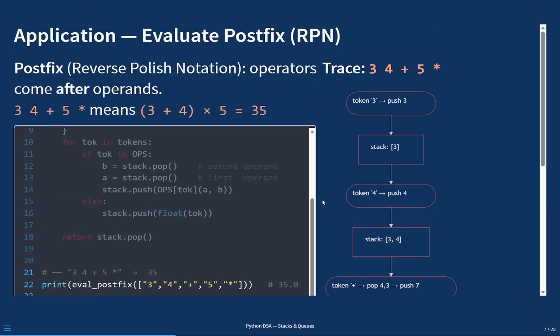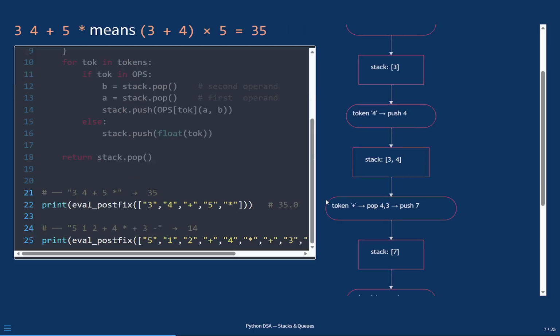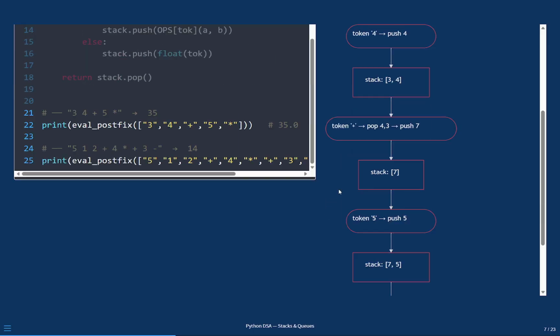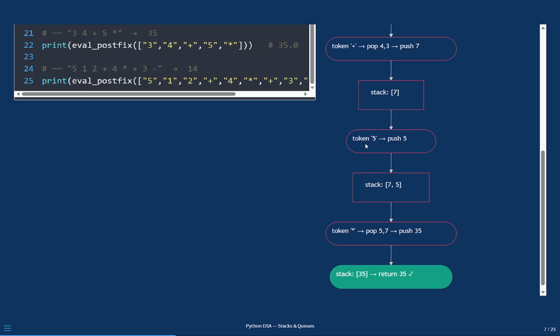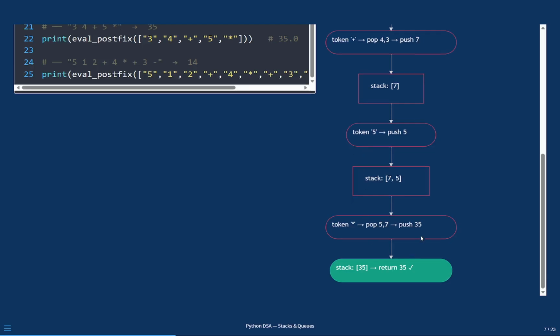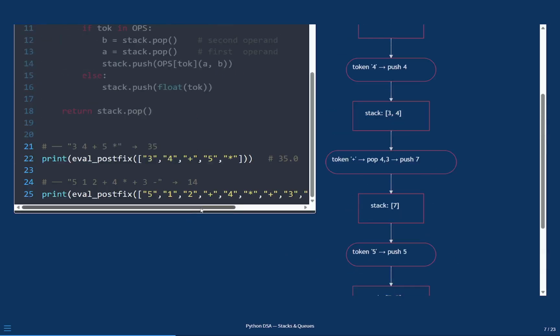Click. The trace for 3, 4, plus, 5, asterisk. Push 3, push 4, see the plus. Pop 4 and 3, push 7, push 5. See the multiply. Pop 5 and 7, push 35. Stack has one value, 35. Return it. Correct. The second example, 5, 1, 2, plus, 4, times, plus, 3, evaluates to 14. Try tracing it yourself, as practice.